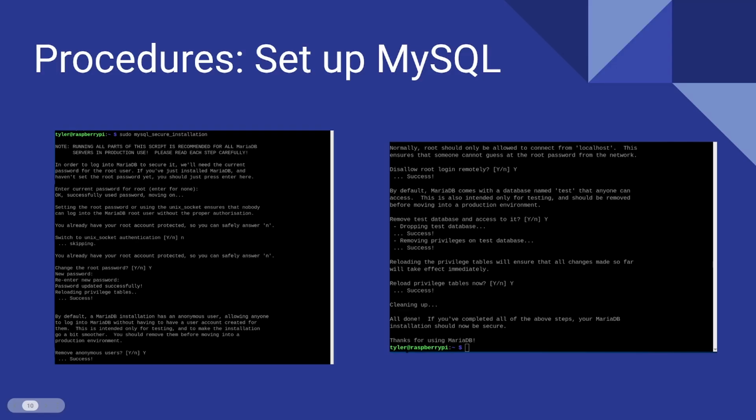After that, I just set up MySQL, answering no for Unix socket authentication. I changed the password, and I removed anonymous users. I disallowed root login remotely. I removed test database, and I reloaded privilege tables.